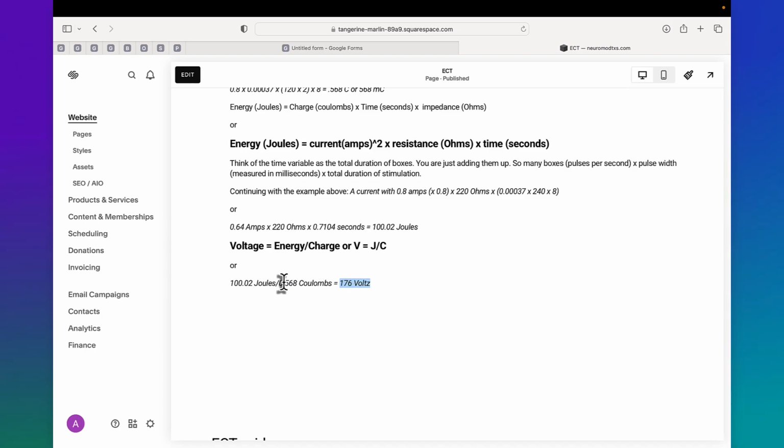And as we decrease the charge, as that goes down, the energy is also going to go down. So it'll be approximately 175, 176 volts, whatever setting you are at. And think of voltage as simply the difference in gradient of how hard you have to work to push those electrons through the brain. So the lower the resistance, the less voltage needed to get that same charge through.